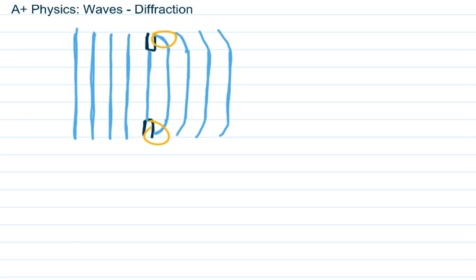So a cell phone signal or a Wi-Fi signal can hit a doorway or a window and diffract around it and enter a room, whereas visible light will not.